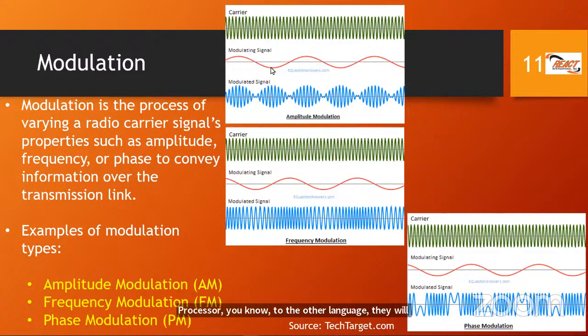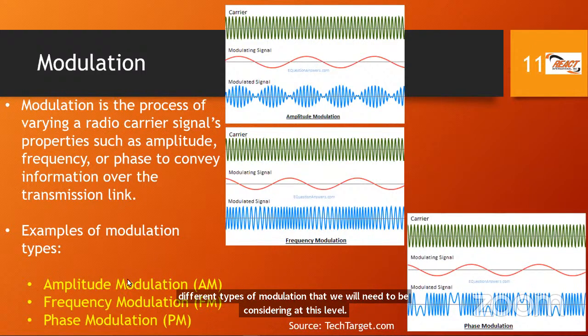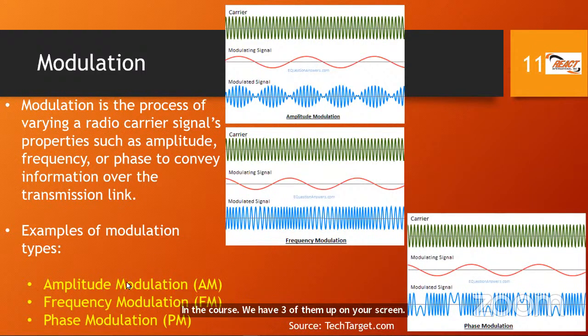So there are different types of modulation that we will need to be considering at this level in the course. We have the three of them up on your screen. First one is AM. So you should be familiar with that. You may have heard of AM radio. If you have a vehicle, there may still be the AM band or radio in the house or portable stereo, anything like that. You'll see AM, the AM band, right?